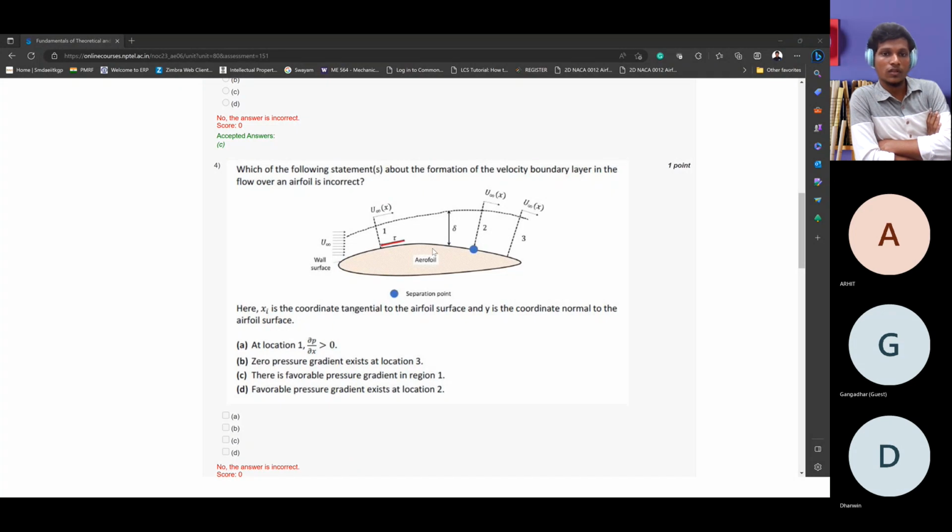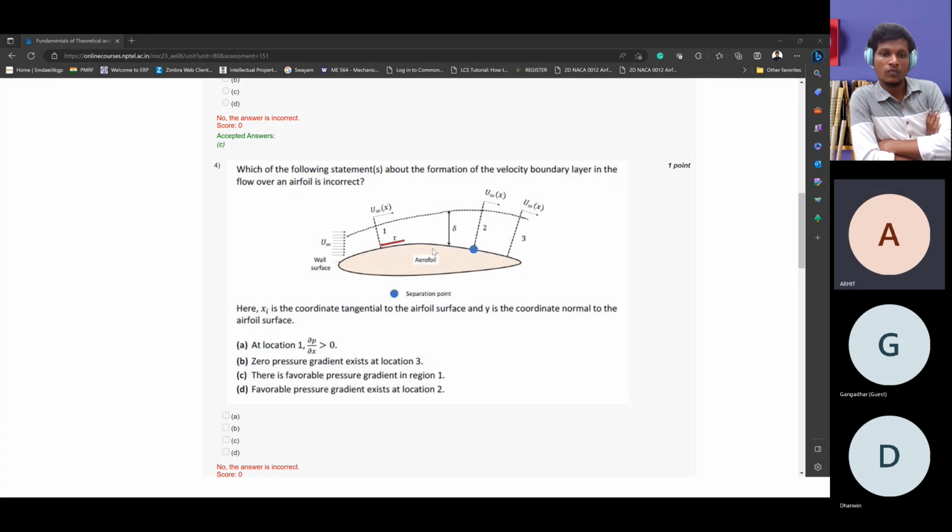First one is your incorrect option. Zero pressure gradient exists. And the second one is also incorrect. Zero pressure gradient exists. There is a favorable pressure gradient in the region 1. What is exactly meant there? So they are asking for the incorrect ones. Yes, sir. Now I have ticked option A, option B, and option D.